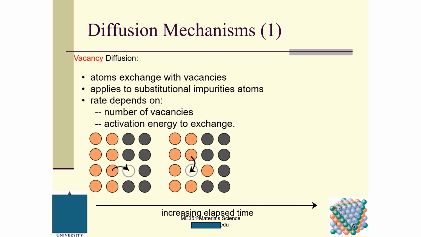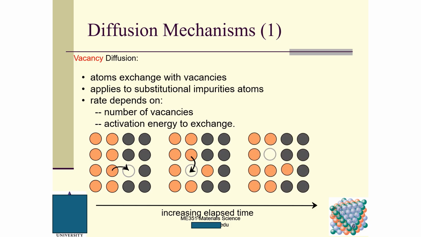So after some time, this one changes location with this vacancy, and then this configuration results. So you can see here the vacancy comes here. Any questions so far? No questions? And then as time goes on, this one can exchange location with this vacancy.